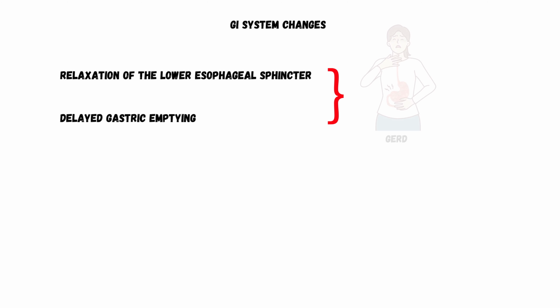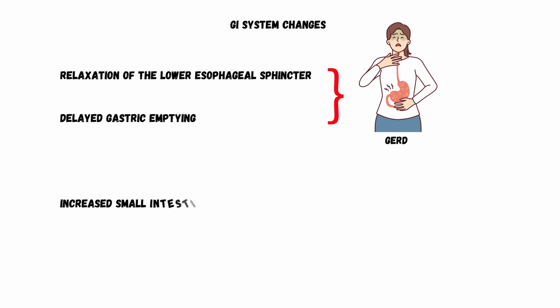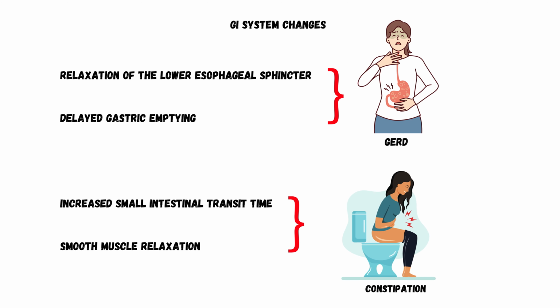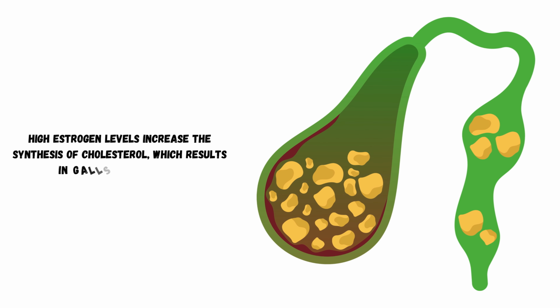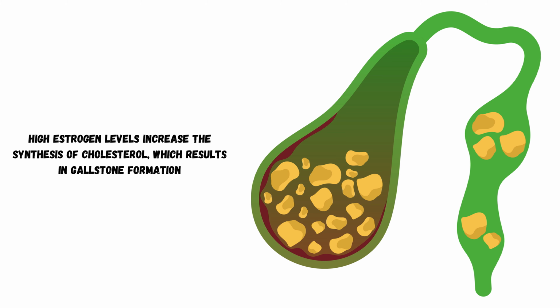Gastrointestinal changes include the following. Relaxation of the lower esophageal sphincter and delayed gastric emptying can cause gastroesophageal reflux disease. Increased small intestinal transit time and smooth muscle relaxation can lead to constipation. High estrogen levels increase the synthesis of cholesterol, which results in gallstone formation.